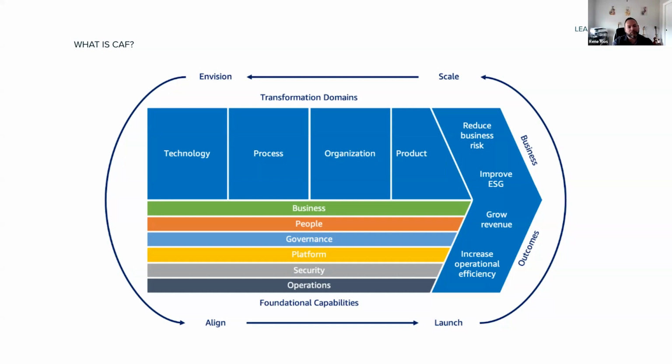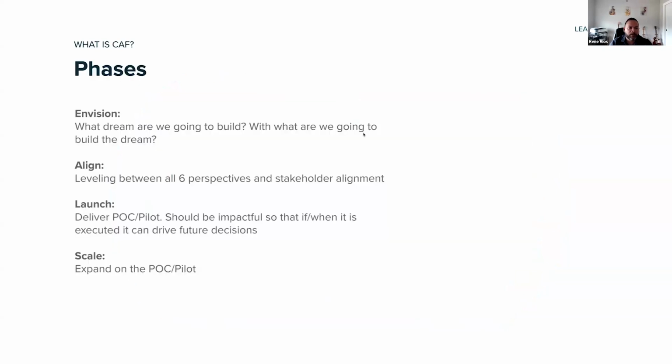And then the outcomes, right? So we go through all this, and the outcomes are to increase your operational efficiency, grow your revenue, improve your ESG, and reduce your business risk. And so now let's go talk about the details here.